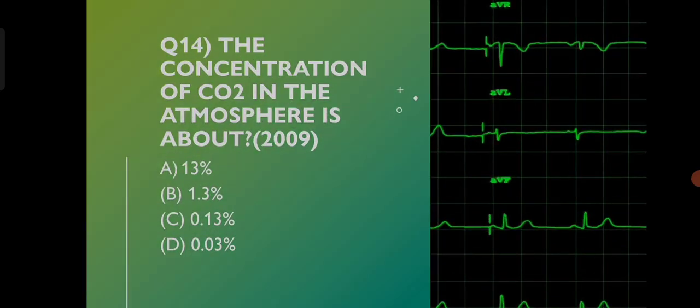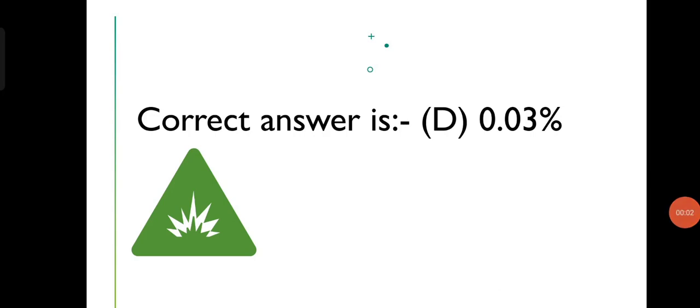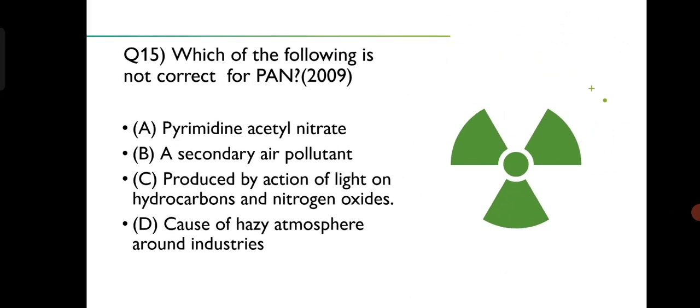The concentration of carbon dioxide in the atmosphere is about. So here our correct answer is option D. Moving on to the next question. Here our next question is which of the following is not correct for PAN? PAN. Again we are having four options and we have to find out the correct one.